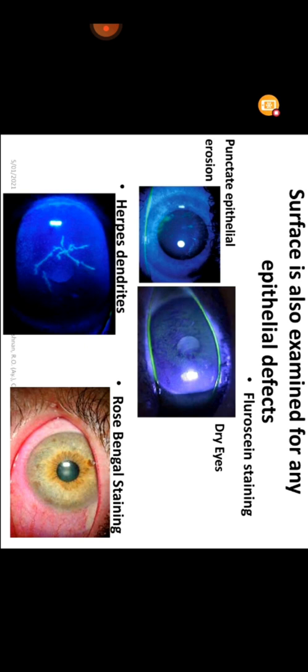You can see very clearly using fluorescein. Fluorescein stain is actually used to see whether there is any epithelial defect that has occurred in the cornea. There is also rose Bengal stain, but rose Bengal stain is not that commonly used because it causes a lot of irritation to the eyes, and hence it is used only when we are very sure, to see the presence of any devitalized tissue in the eye.